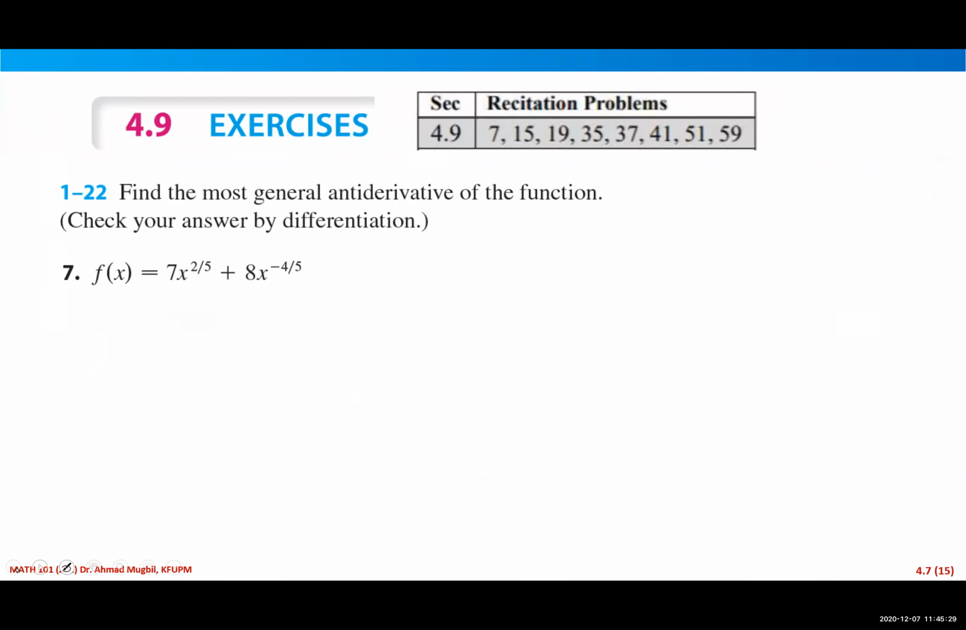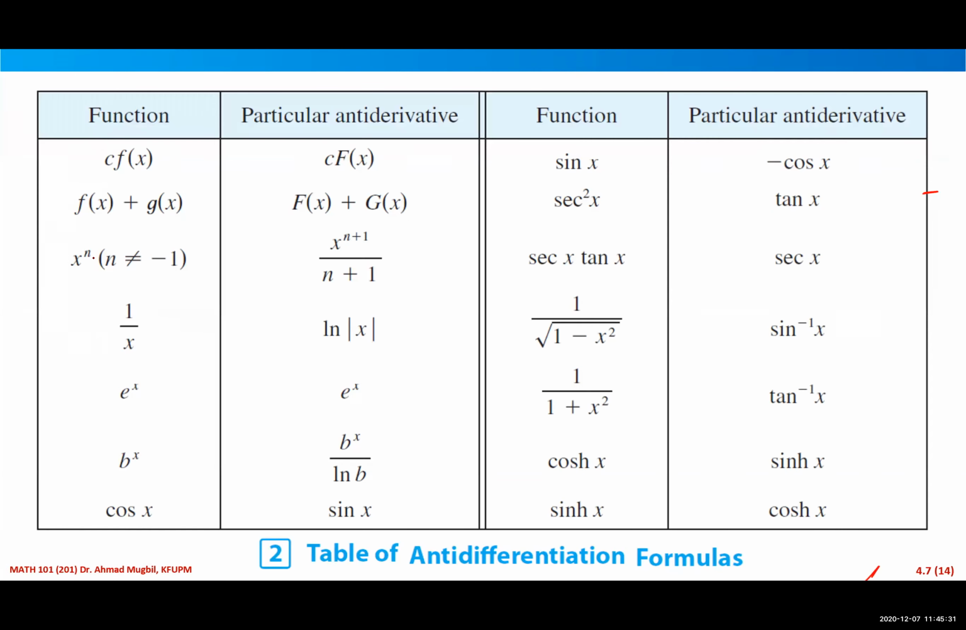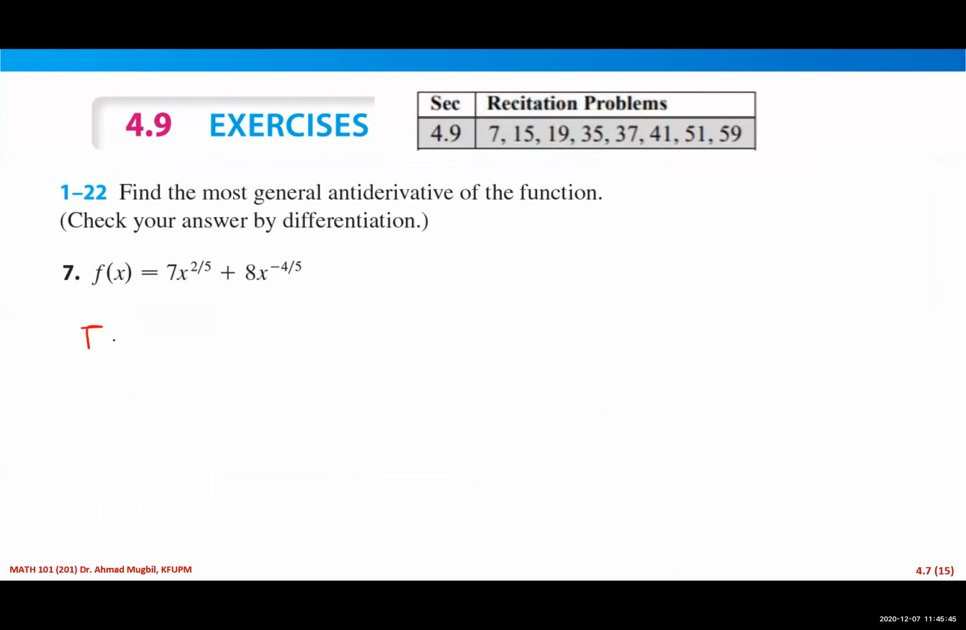Now remember this. When you have x to the power n, for any n except -1, the case of -1 is here, for any n it will be just x to the power n plus 1 over n plus 1. If you apply it here, the antiderivative, capital F of this one, will be 7. By the way, 7 is a constant, don't worry about it. x to the power 2 over 5, you add 1 and divide by the new power. When you add here, it will be 5 plus 2, so it will be 7 over 5.